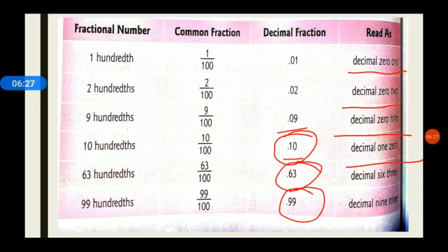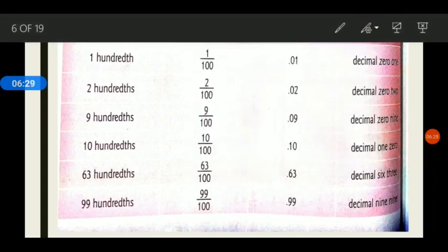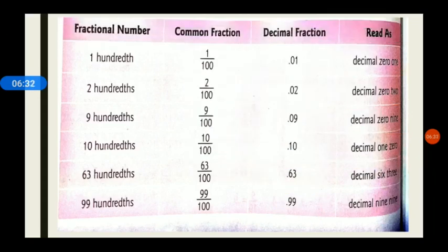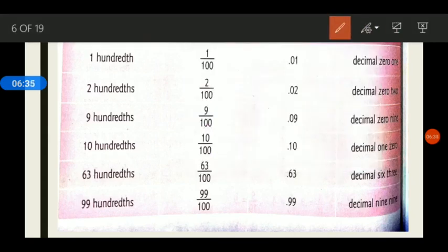In decimals, we read the numbers separately, like decimal 02, decimal 09, decimal 10, decimal 63. We write the decimal part as separate digits. Decimal 6 3, not sixty-three. Decimal 9 9, not ninety-nine. Got it? It means when we write a decimal number in words, we write the decimal part separately. Understood?